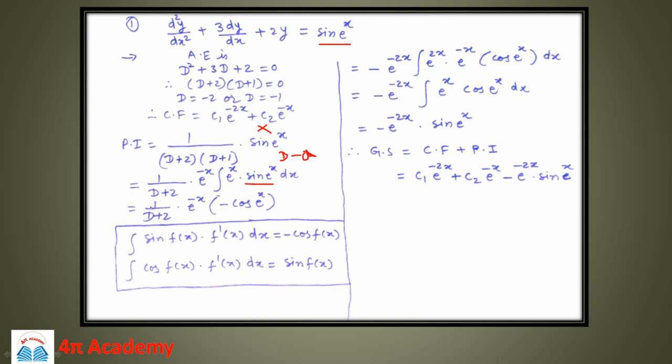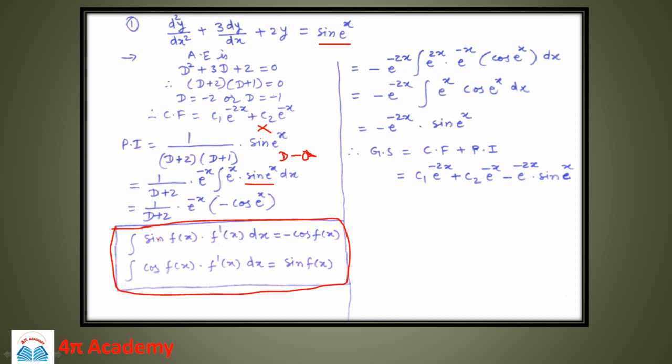So this will be equal to 1 upon D plus 2 into e raised to power minus x into, now this integral, that is e raised to power x into sine of e raised to power x dx, it can be solved by a standard integral, and you have to remember this standard formula, that is the integration of sine of f of x into f dash of x dx will be equal to minus cos of f of x.